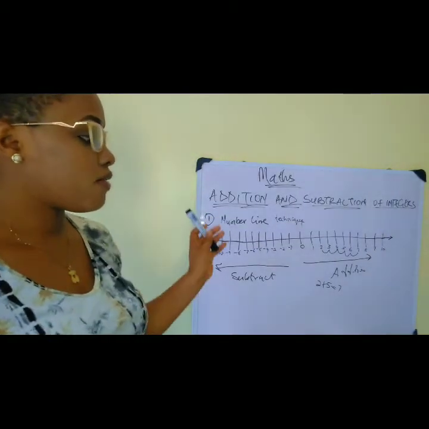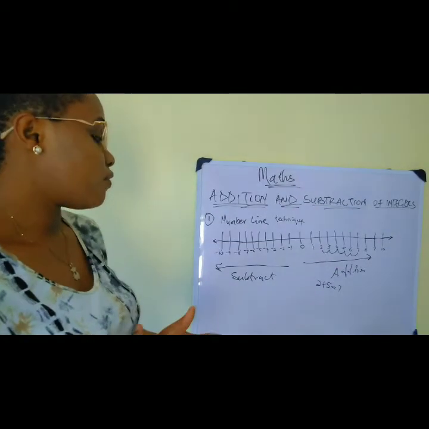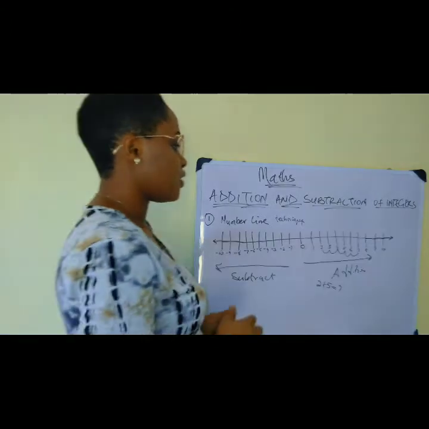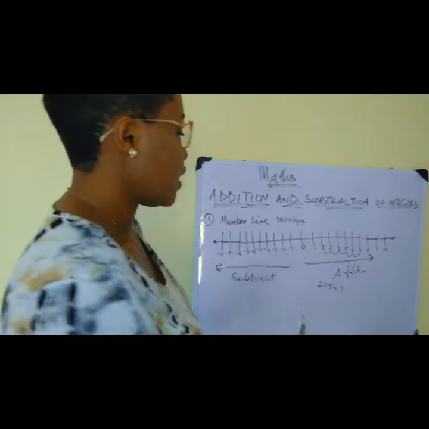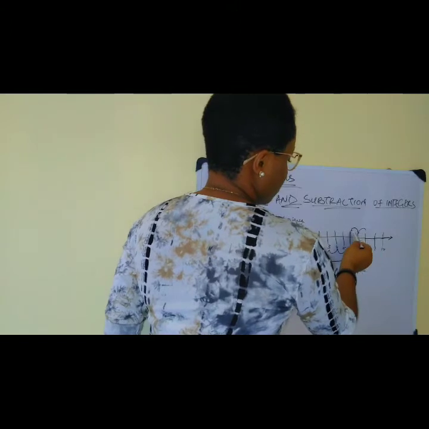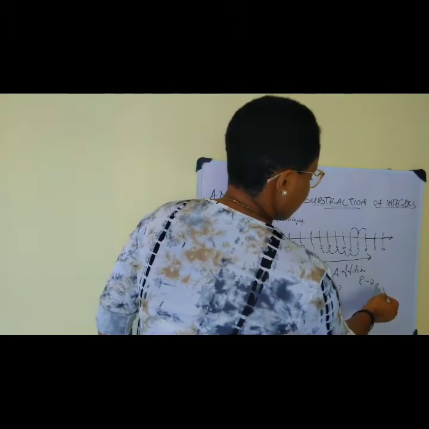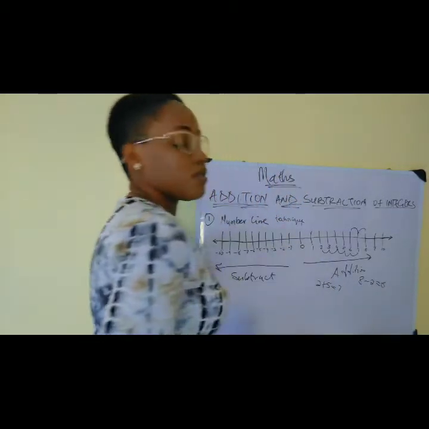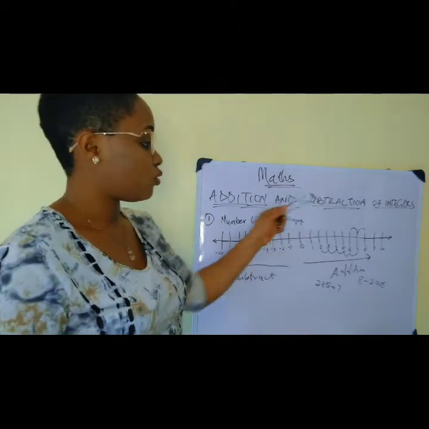You go from wherever you're starting from to the right. Meanwhile, if you're subtracting, let's say you're subtracting 2 from 8, that's 8 minus 2. 8 minus 2, that means you're going this way. You go 1, 2, that is 6. That means 8 minus 2 is equal to 6. So that's how you can use your number line to subtract.